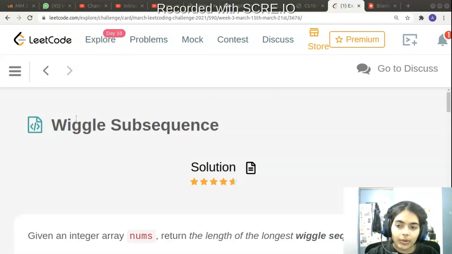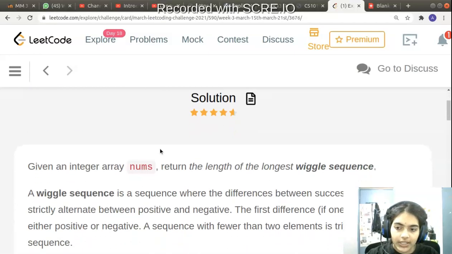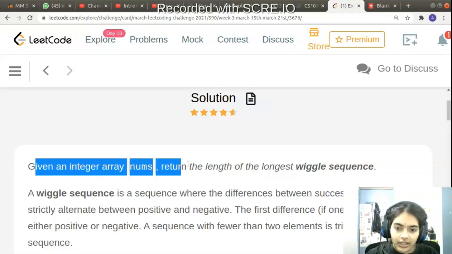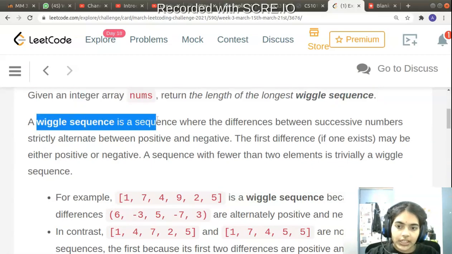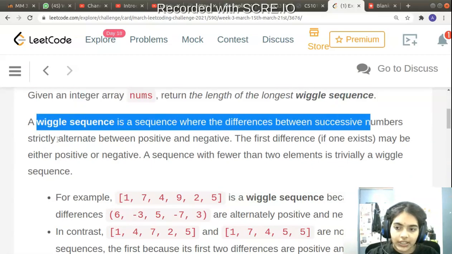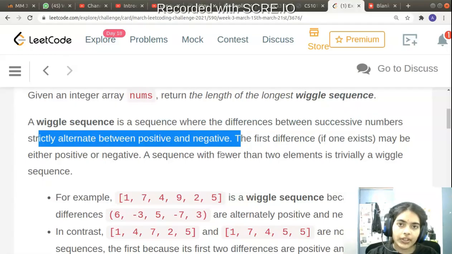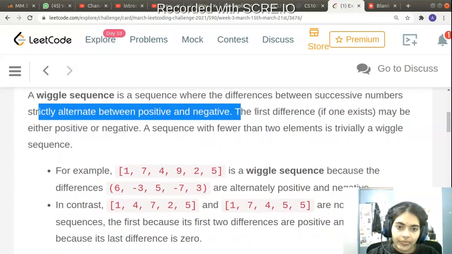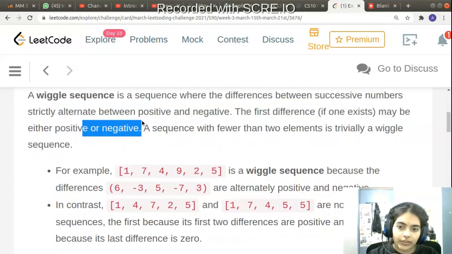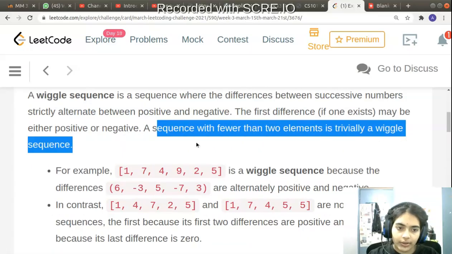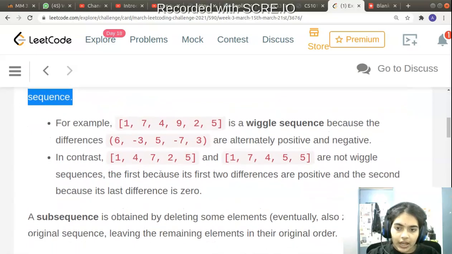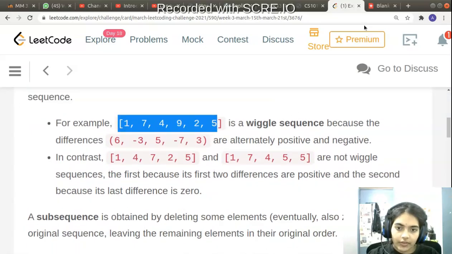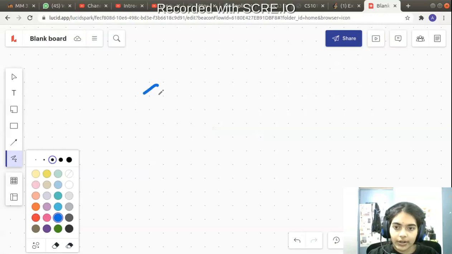Today we have with us a problem that is called Wiggle subsequence. Given an integer array nums, return the length of the longest Wiggle subsequence. A Wiggle sequence is a sequence where the difference between successive numbers strictly alternates between positive and negative. The first difference may be either positive or negative, and a sequence with fewer than two elements is trivially a Wiggle subsequence.